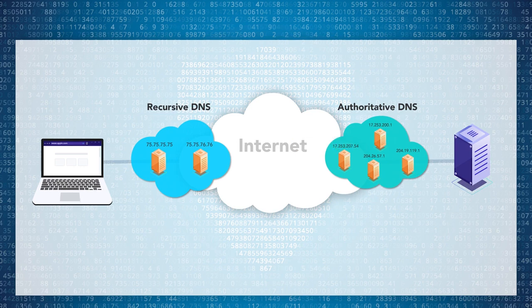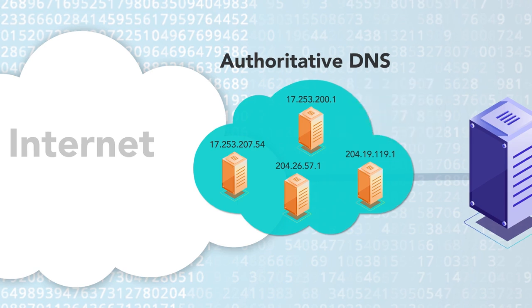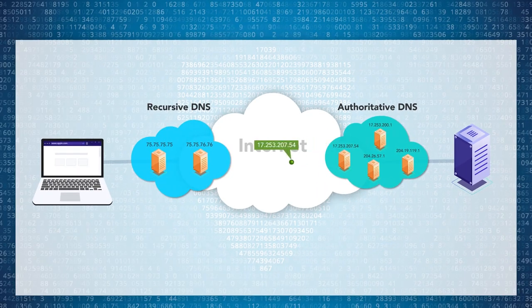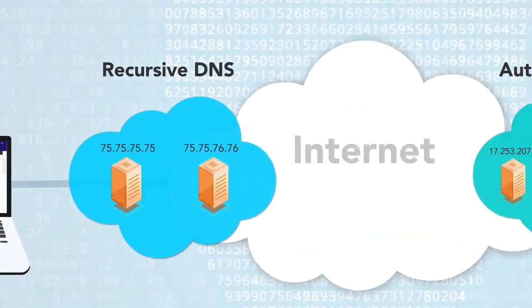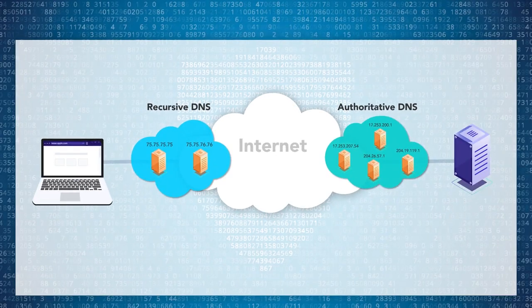The authoritative DNS server knows the answer. It's in the zone file, so it just has to look it up. It can then send that answer back to the recursive DNS server. Finally, the recursive DNS server sends the answer back to my computer. In doing so, the recursive DNS server will remember the answer for a configurable amount of time so that the next time it receives a query for that same host name, it can skip the step of going forward to the authoritative DNS.